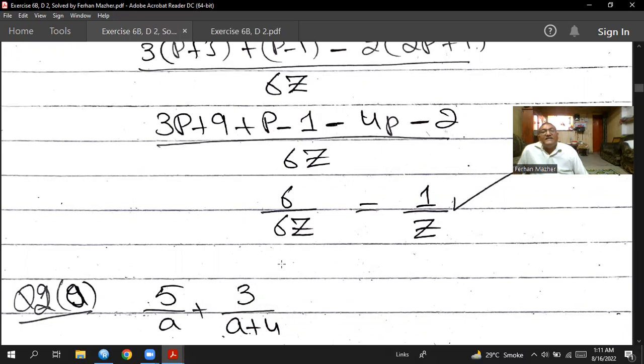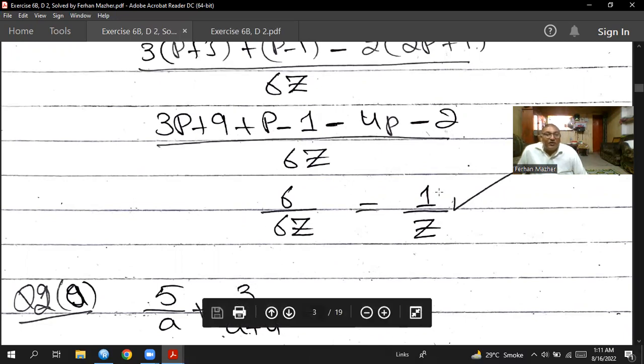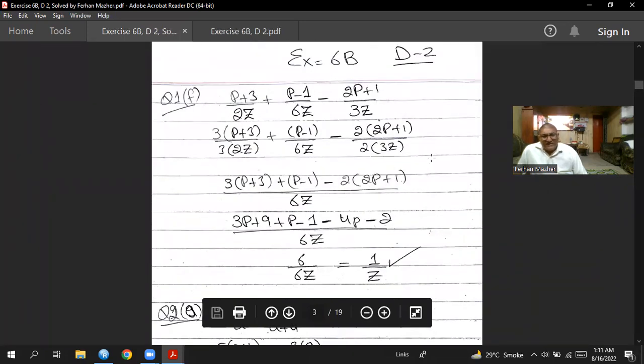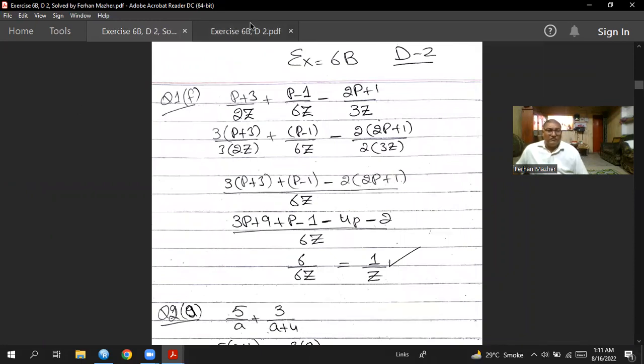So you are left with the 6 divided by 6z. This 6 and 6 will be gone. So you are left with the 1 by z. So this is how you will do this question. So my dear students, the question number 1, its F part is showing up on your screen.